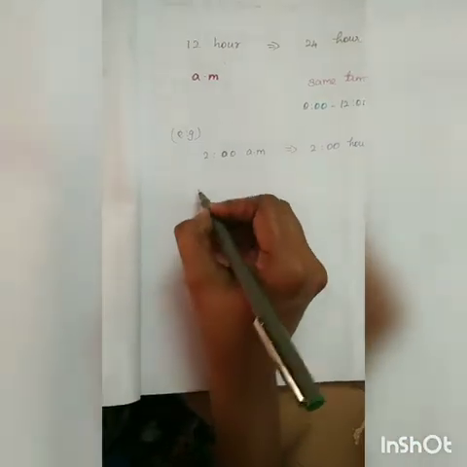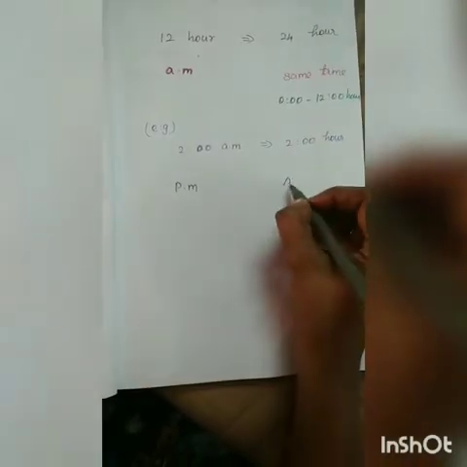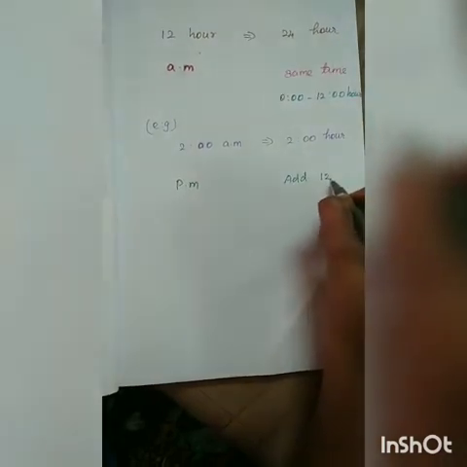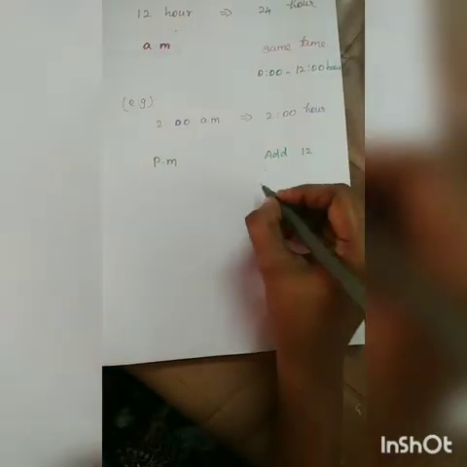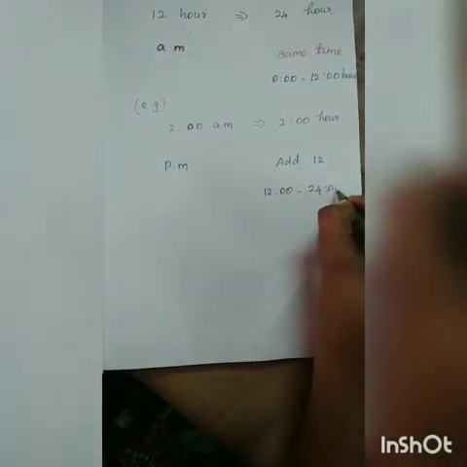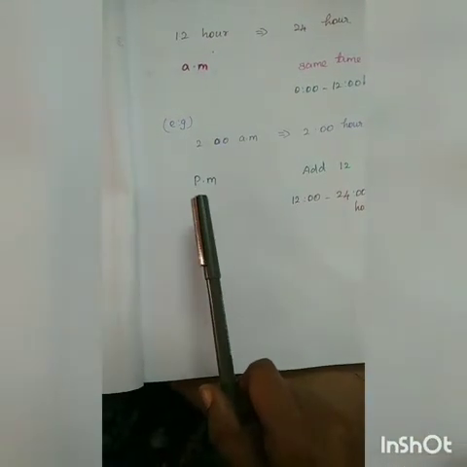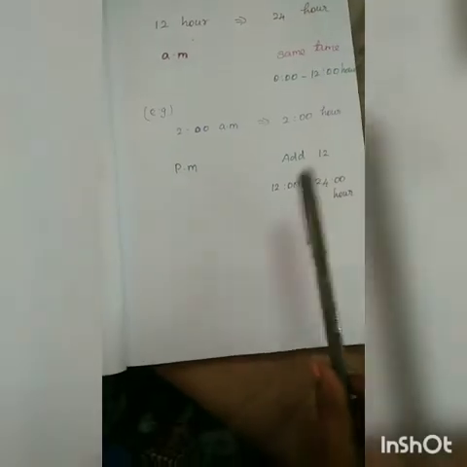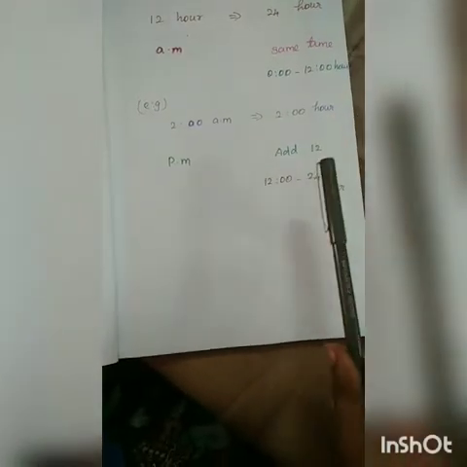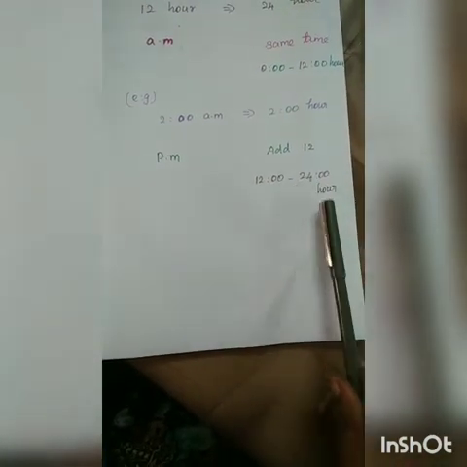Then for a PM time on the 12-hour clock, to get the 24-hour clock time you add only 12. This is for times from 12 to 24 hours.